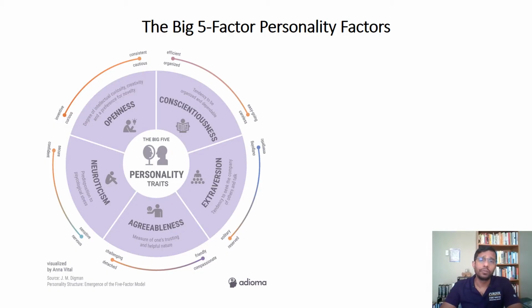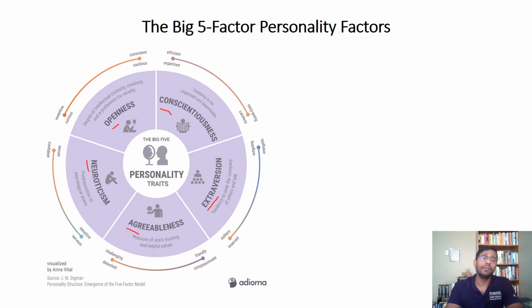So what are those Big Five personality traits? Well, you can see them here in this diagram. They are openness, conscientiousness, extraversion, agreeableness, and neuroticism. These five traits combined form the Big Five personality factor model. And it's very important that you not only understand what these factors mean, but also remember these personality traits.